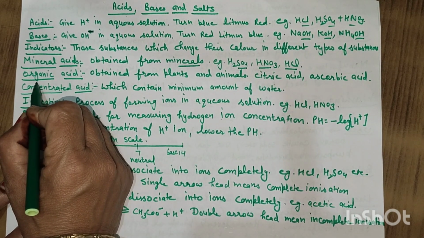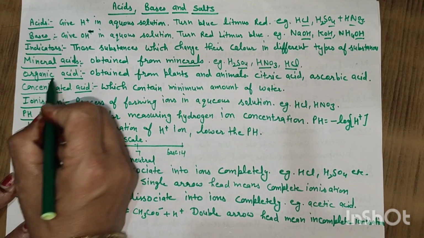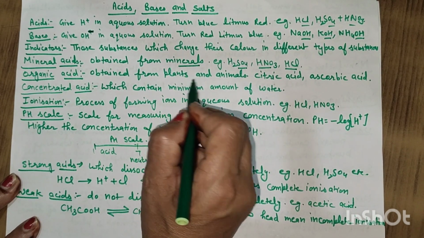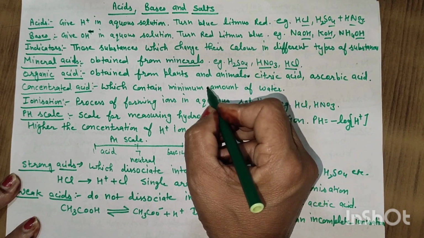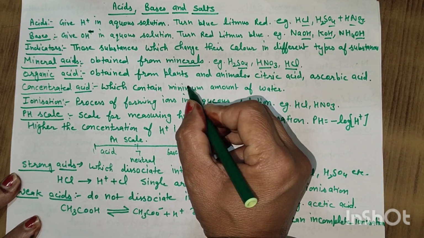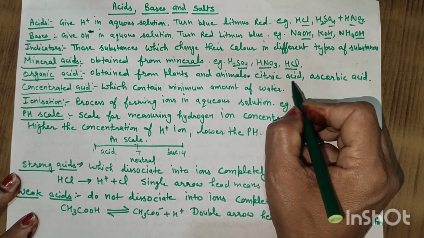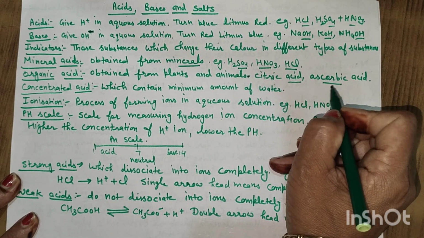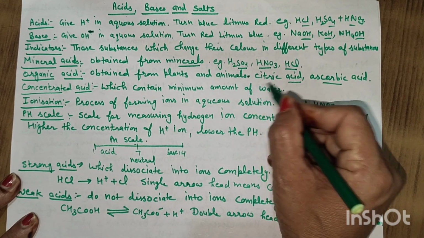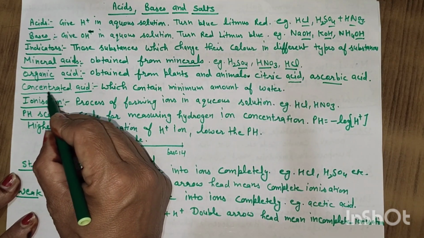Organic acid. Organic means plant and animal. These acids are obtained from plants and animals. These are called organic acids. Examples are citric acid, ascorbic acid, tartaric acid. All these are acids obtained from plants and animals.